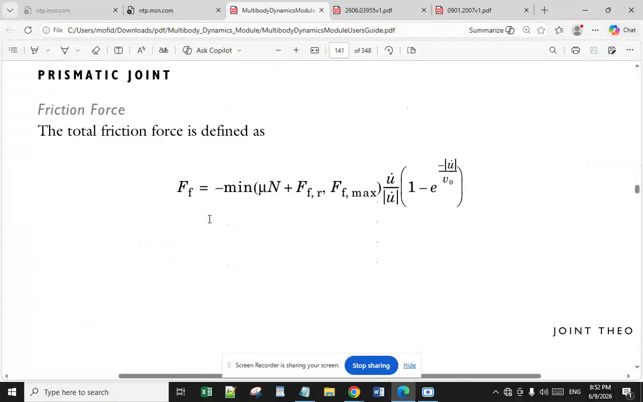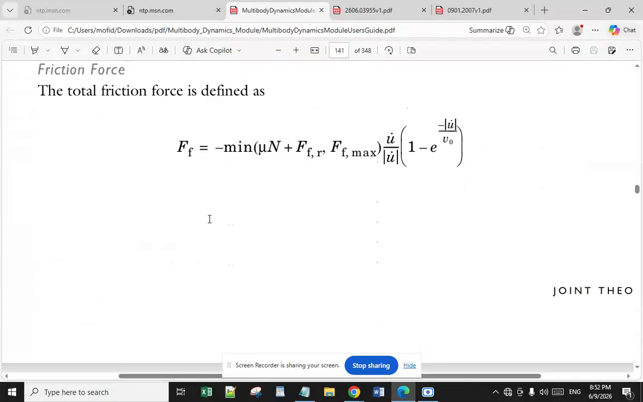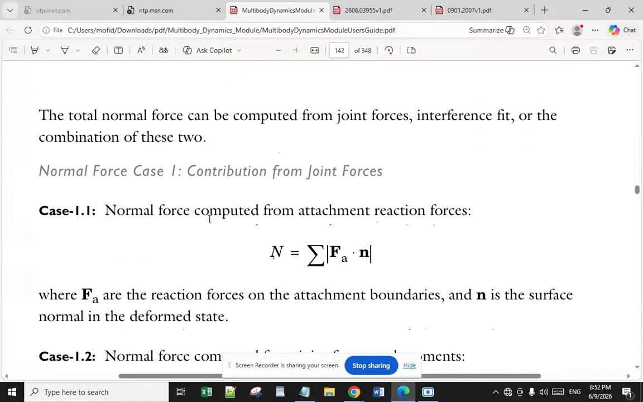The total friction force is defined as Ff = -(min(μN + FFR, FFmax)) multiplied by Up divided by absolute Up multiplied by 1 minus e to the power of minus absolute Up divided by ν0. The total normal force can be computed from joint forces, interference fit, or the combination of these two. Normal force case 1, contribution from joint forces. Case 1.1, normal force computed from the attachment reaction forces.